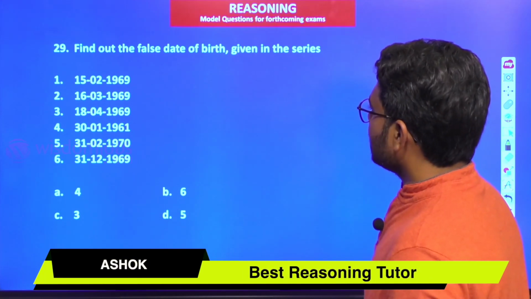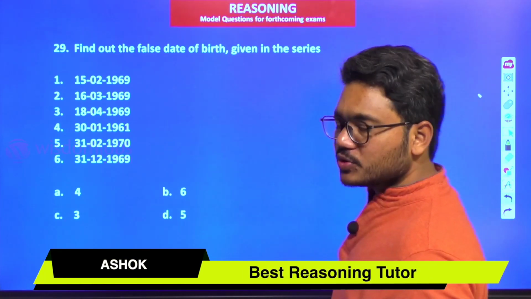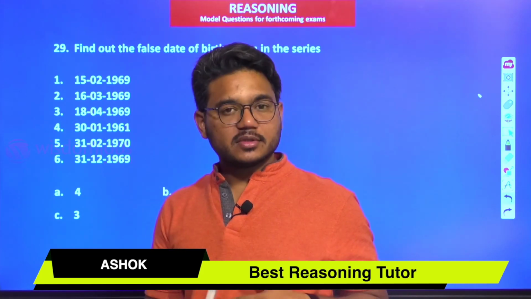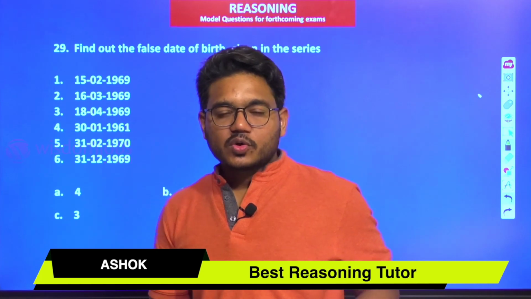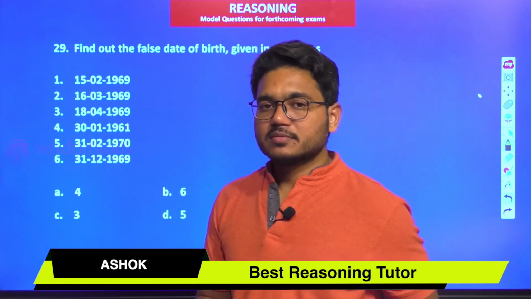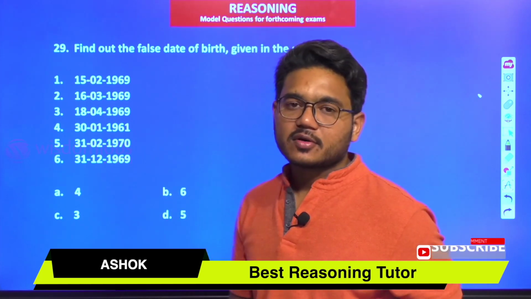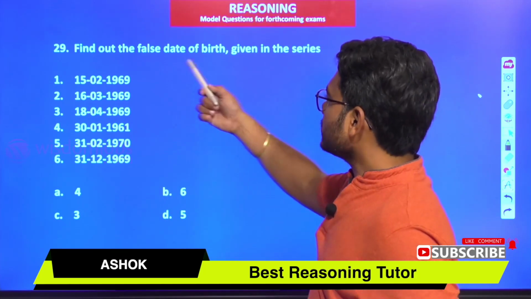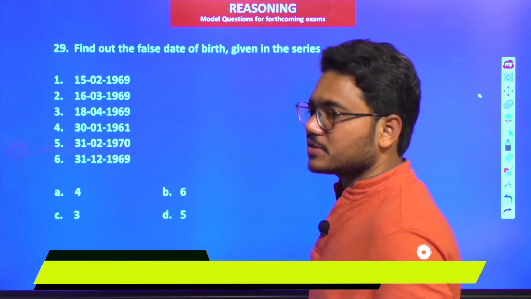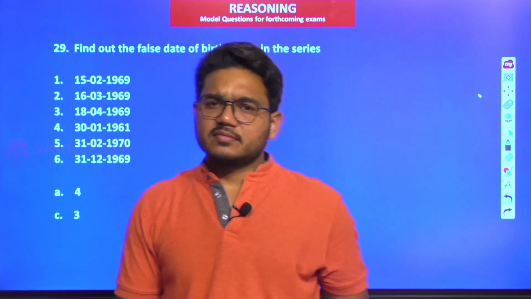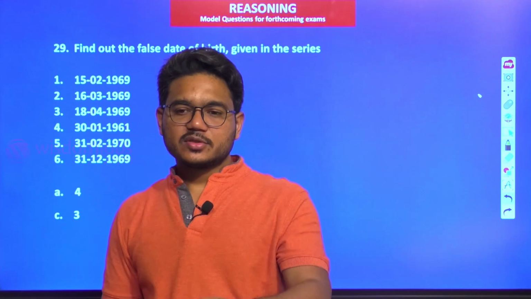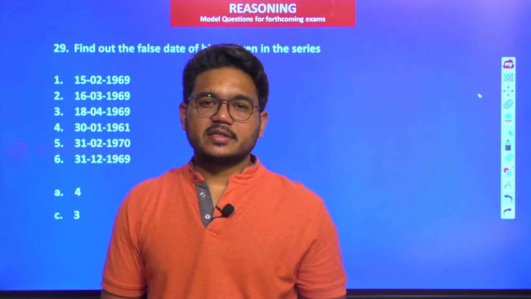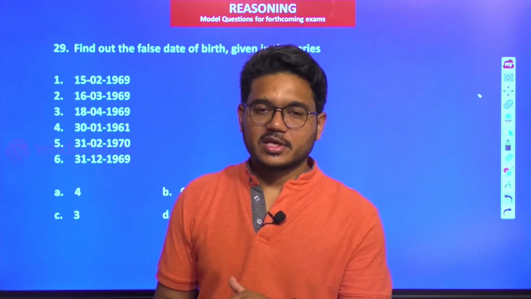So immediately you think of this calendar problem. You need not worry about that. First, always go ahead with reading the problem, then think whether it is difficult or not. Let us see this. Find out the false date of birth given in the series. It is easy to find, but identifying the false date means you need to check all the options, and it takes some time. So you are worried about time.